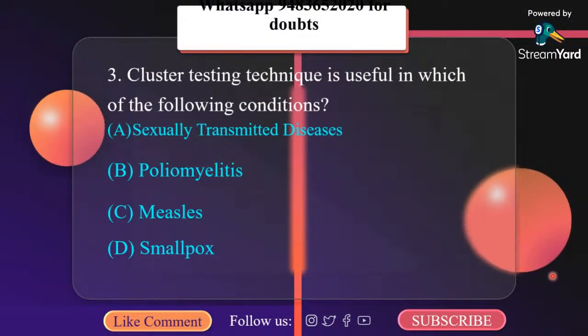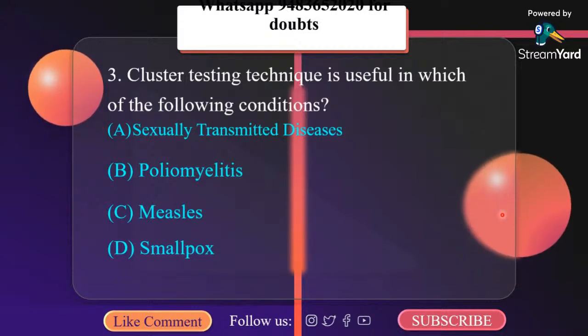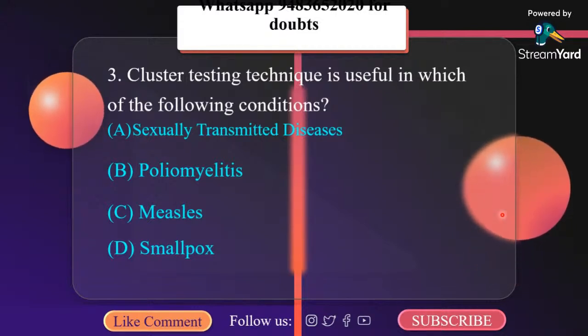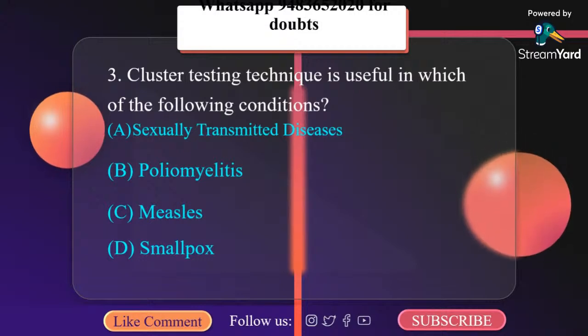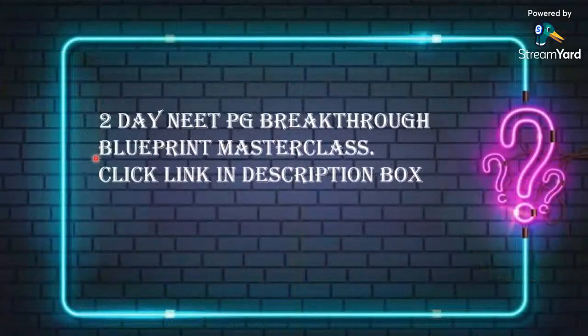Cluster testing technique is useful in which of the following conditions? A. Sexually transmitted disease. B. Poliomyelitis. C. Measles. D. Smallpox. Well, it is useful in sexually transmitted diseases.